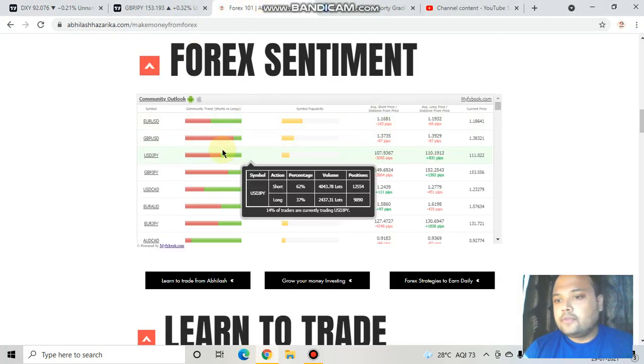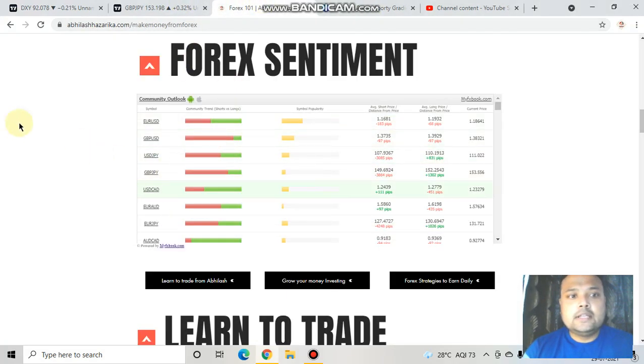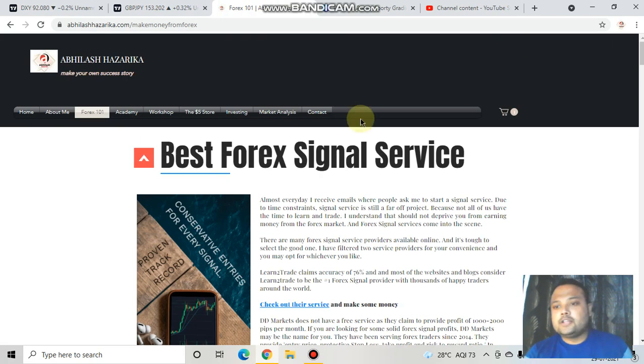And if we look at the forex sentiment meter here, you'll find the forex sentiment meter on my website abhilashhazarika.com under the Forex 101 section.